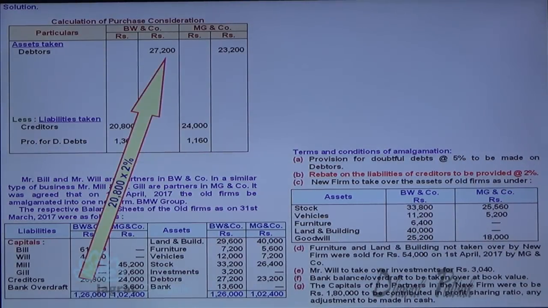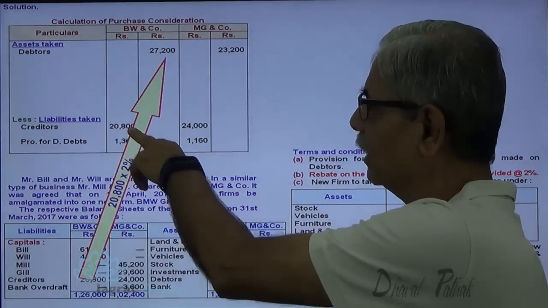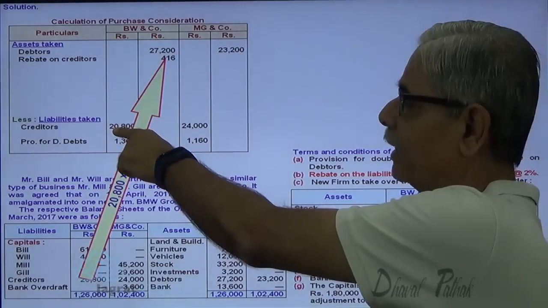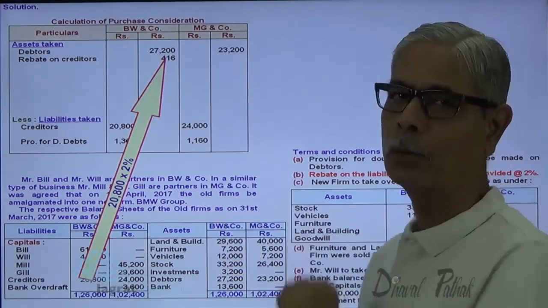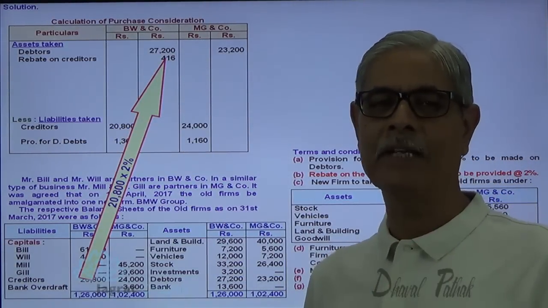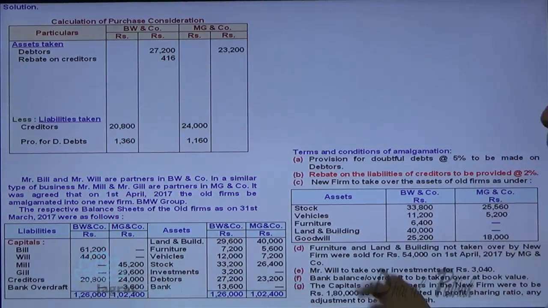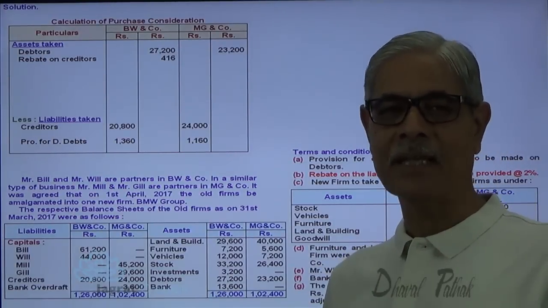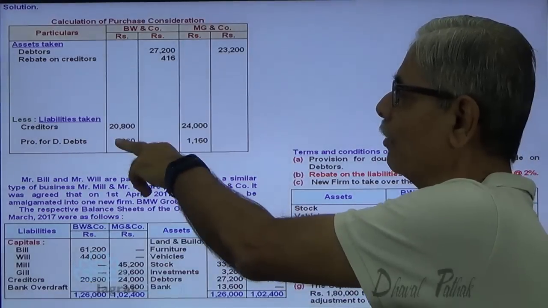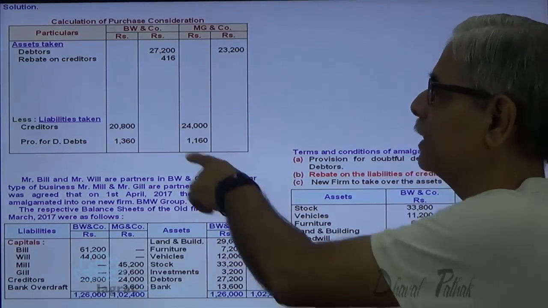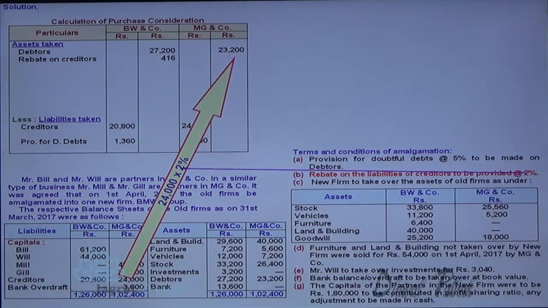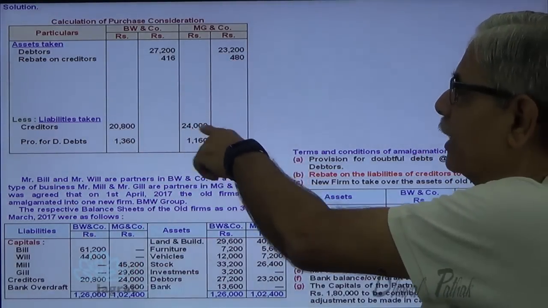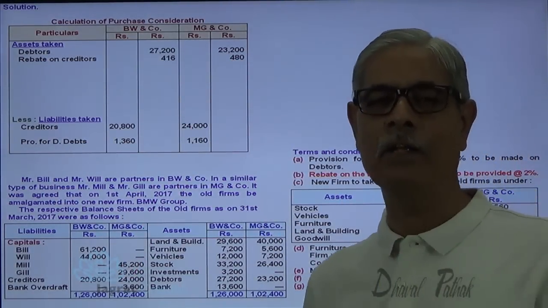So I will work out the rebate. 20,800 into 2% rebate is going to be deducted from the value of creditors' liability. So 20,800 minus 416 is the purchase price of creditors' liability for BMW Group. Similarly, the rebate on creditors of BW that I am required to work out is on 24,000 into 2%, 480. So 24,000 minus 480 is the exchange value of the creditors.